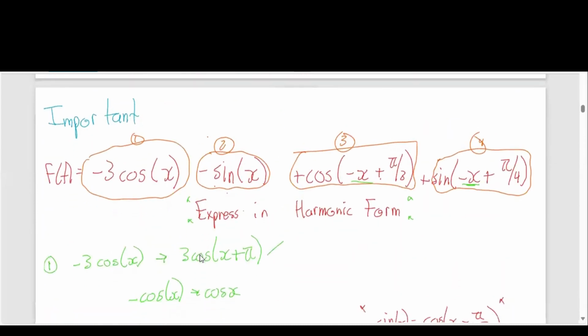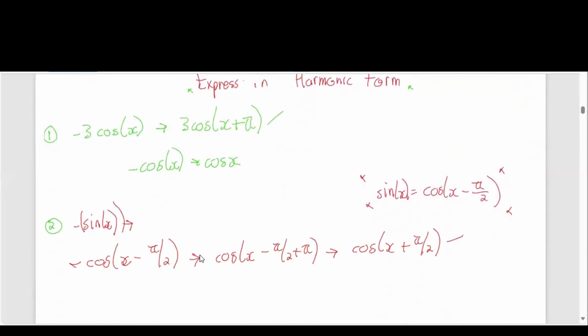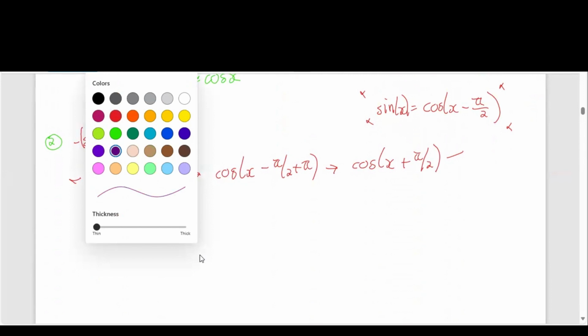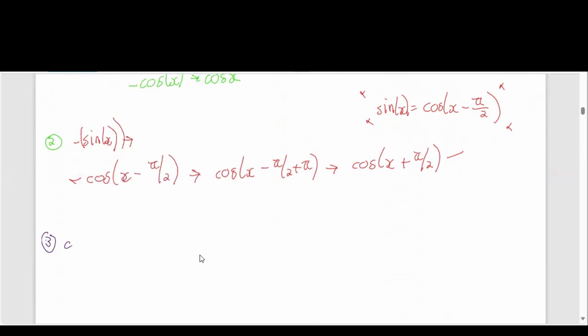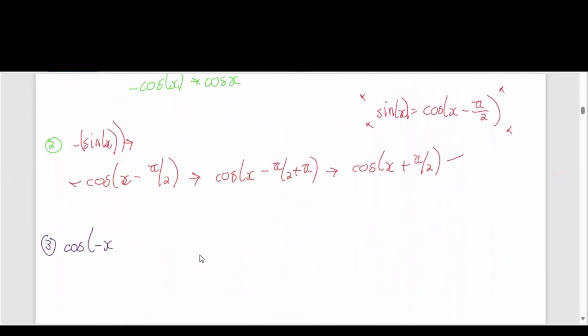All right, third one. This plus is cos, but this minus is our problem. So we need to factorize the minus and bring it out. So let's change the color. We have cos of minus x plus pi on 2.